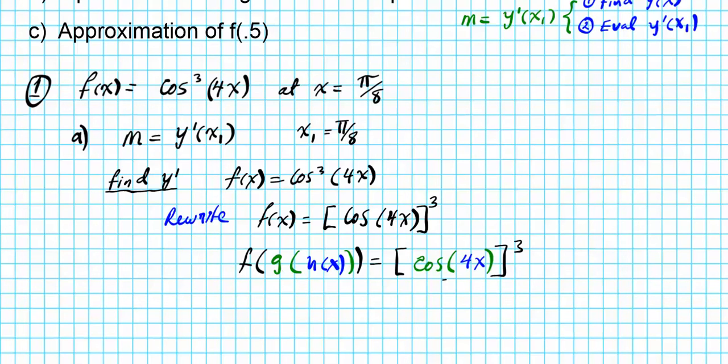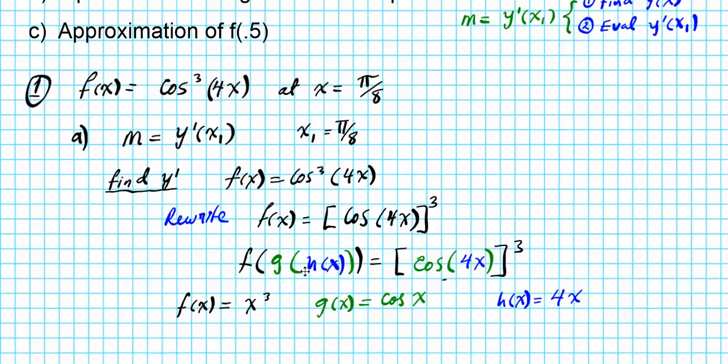Okay, so f, g, h, let's go ahead and break them up. So f of x is what? The cubic function x to the third. g of x is the middle function, which is the trig function cosine x. And h of x is the innermost function, which is 4x.